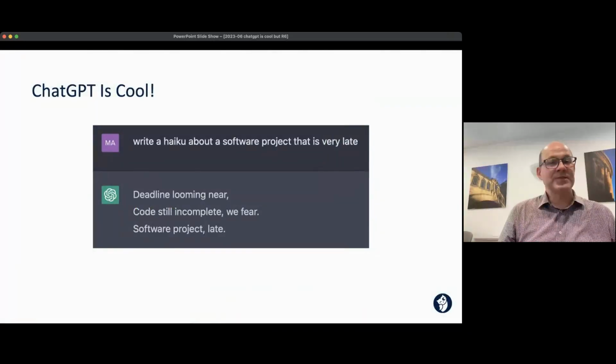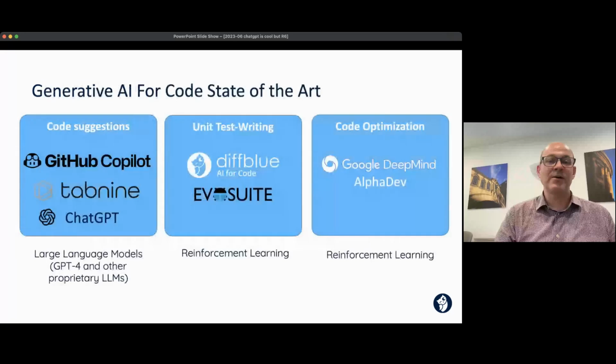So ChatGPT is really cool. I've asked it to write a haiku about a software project that is very late, and it did a terrific job. It got the right number of syllables in each line. And I think this is a pretty good haiku. And this is the reason why everybody has heard about ChatGPT and why the take-up has been phenomenal, because it's incredibly accessible and it generalizes across all kinds of different text generation, language generation tasks, including writing code.